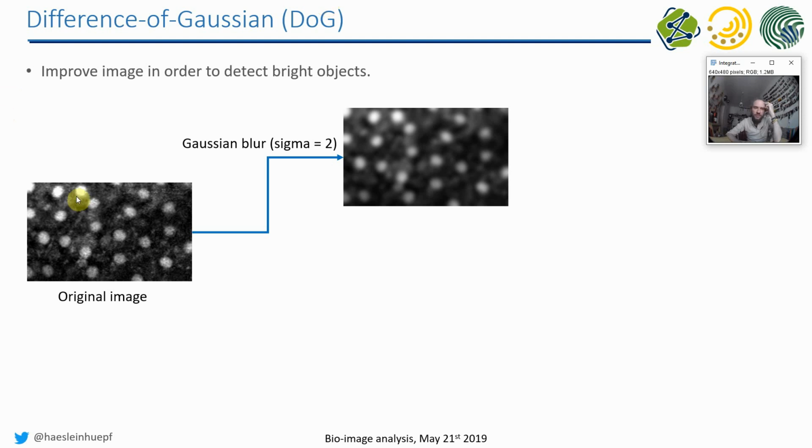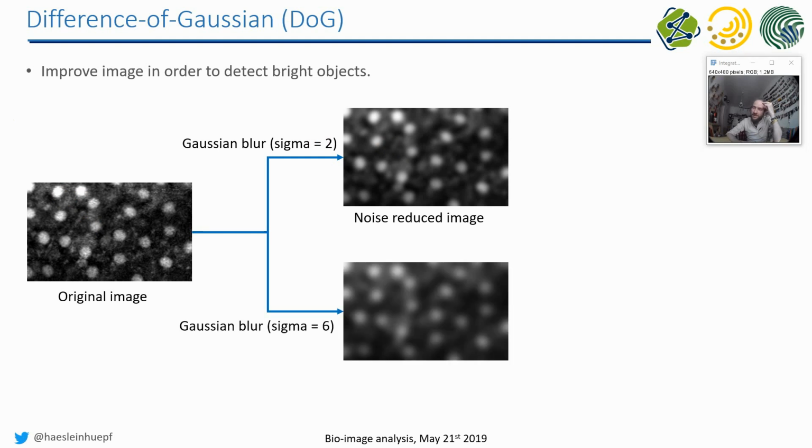So let's start from an original image and we apply a Gaussian blur to it, for example with a sigma of 2. That means we do noise removal, right? Then we apply another Gaussian blur filter to the original image with a larger sigma. It could also be something like 20. So it's really a lot, and the information of the image is really going away. And this is the so-called background image.